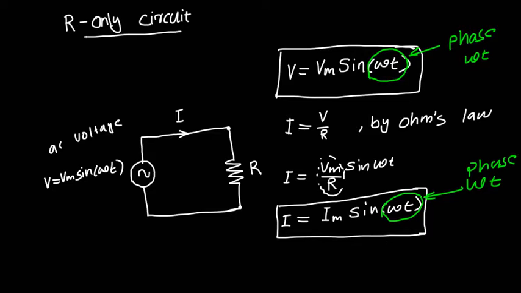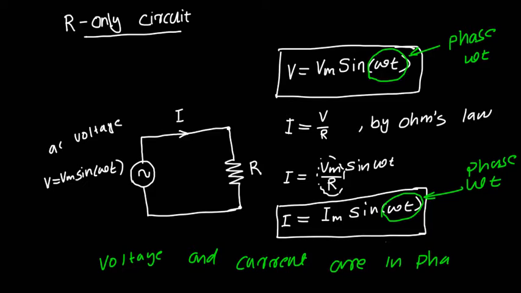Therefore we can say voltage and current are in phase. In a resistor only circuit, voltage and current are in phase. Let us try to draw the Phasor diagram.